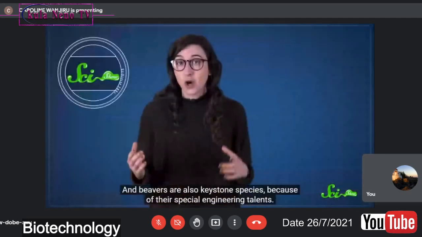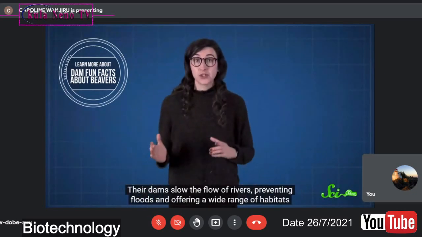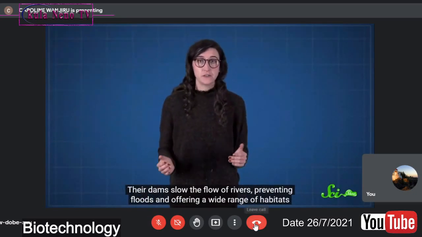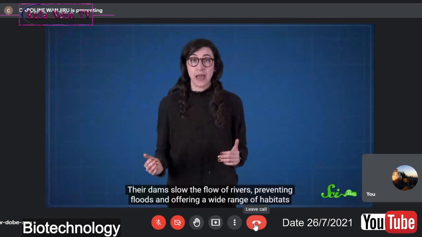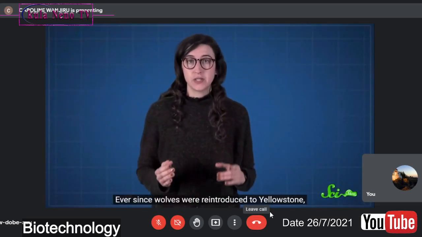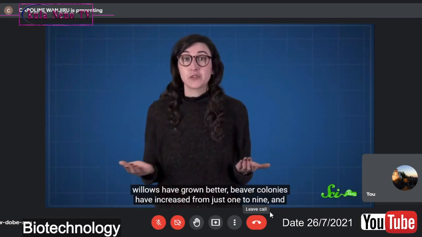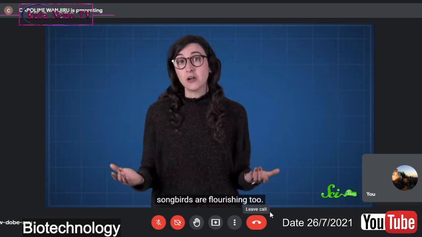And beavers are also keystone species because of their special engineering talents. Their dams slow the flow of rivers, preventing floods and offering a wide range of habitats for all kinds of species. Ever since wolves were reintroduced to Yellowstone, willows have grown better, beaver colonies have increased from just 1 to 9, and songbirds are flourishing too.